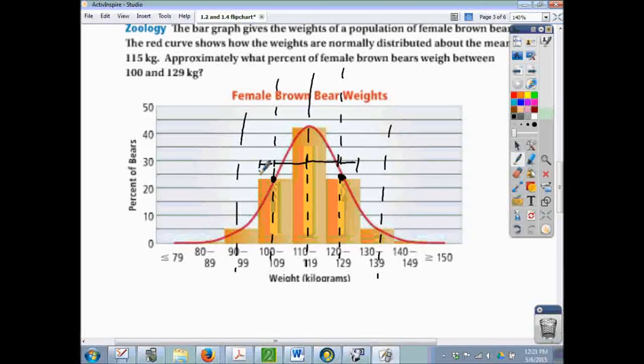So essentially, what are they asking? 1.5 standard deviations? Isn't that just these right here? Did we already answer that question? What percent of the female brown bears fall within 1.5 standard deviations? 88%. Because if you add 23 and 23 and 42, you get 88%.